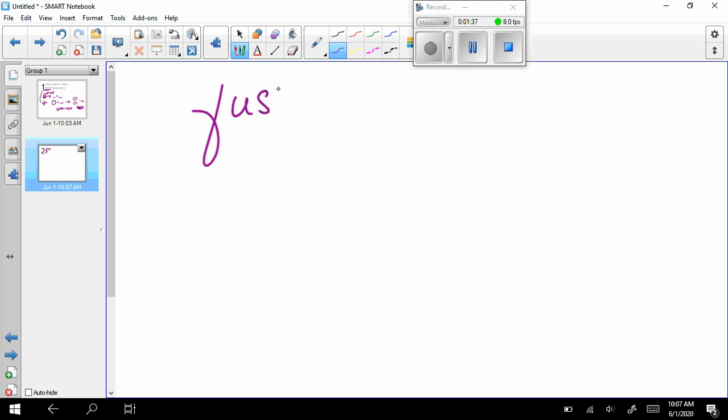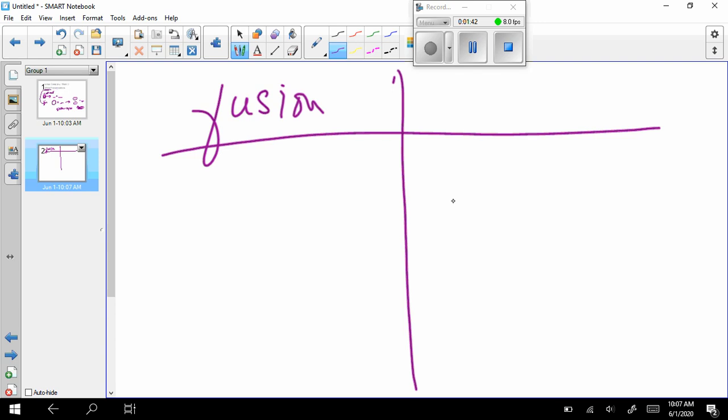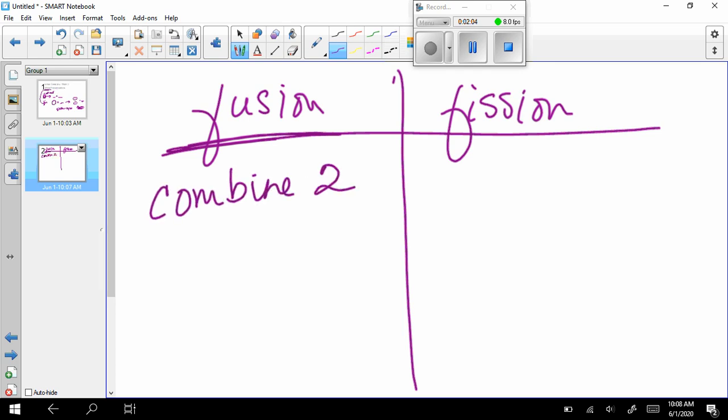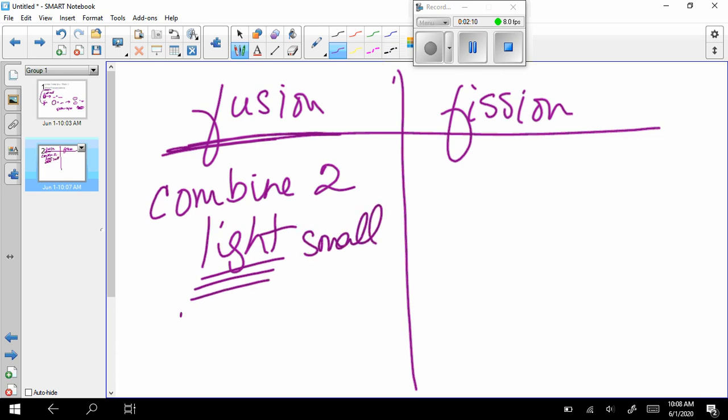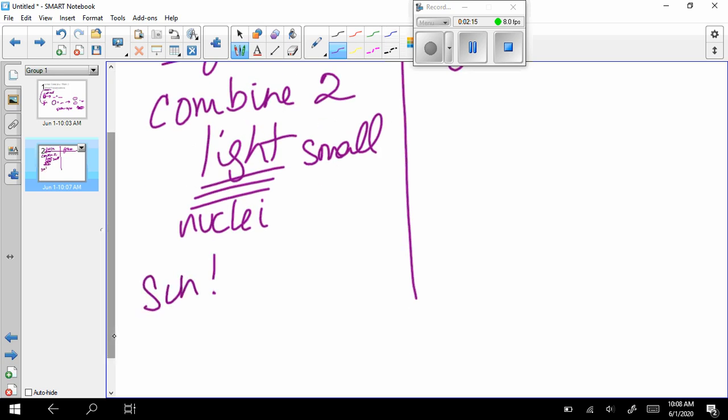So I'm going to put fusion and fission. These are both types of artificial transmutation. So transmutation, I always change the element when I do transmutation, but naturally it just decayed. Now I'm actually firing something at it. So fusion happens when you combine 2 very light, very small nuclei. This definitely happens at the sun, happens all the time.